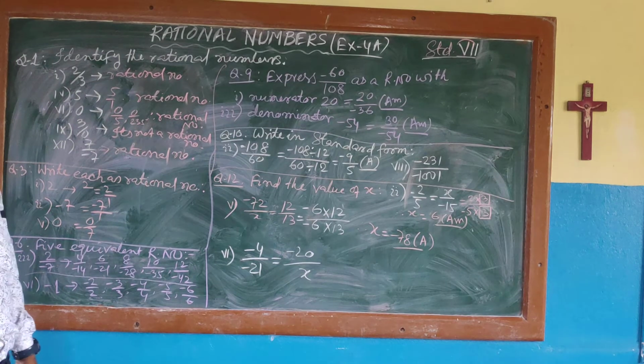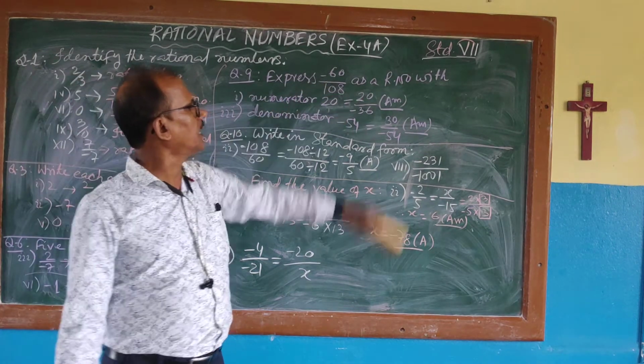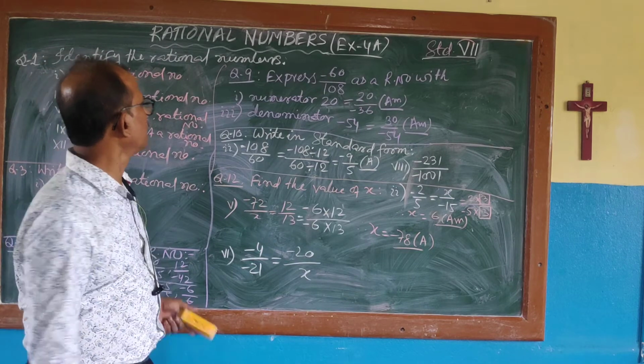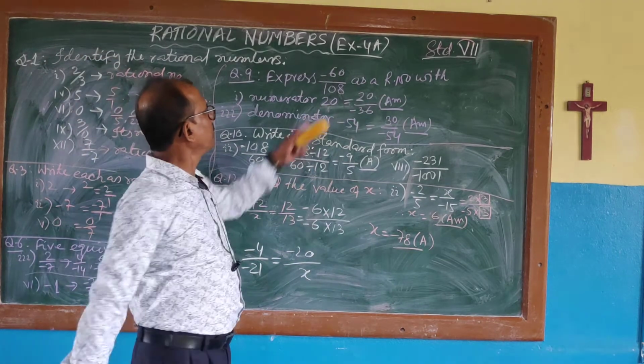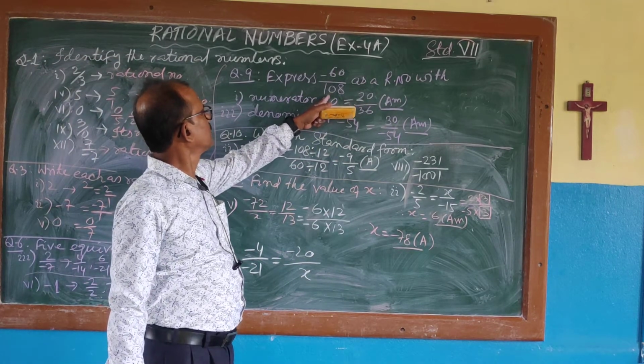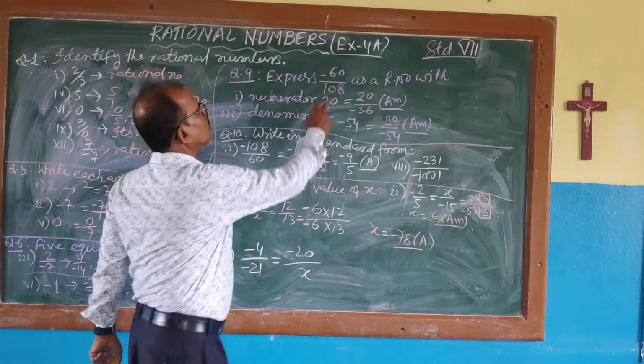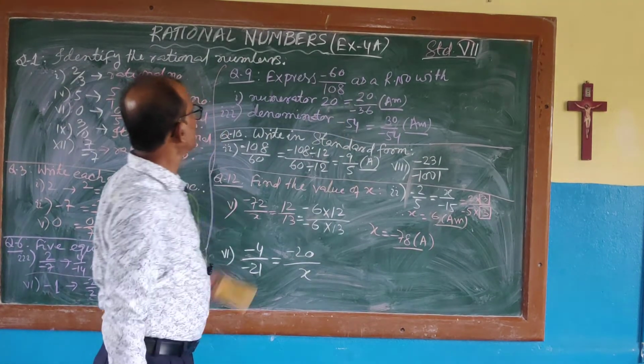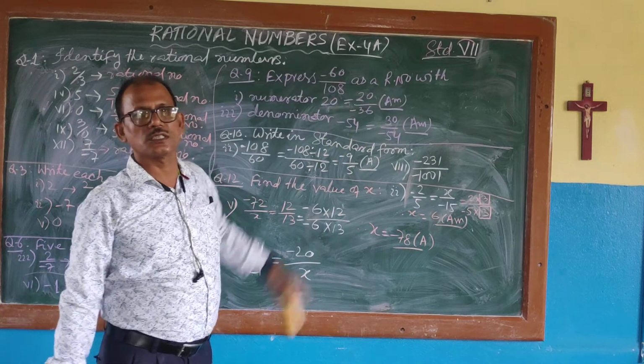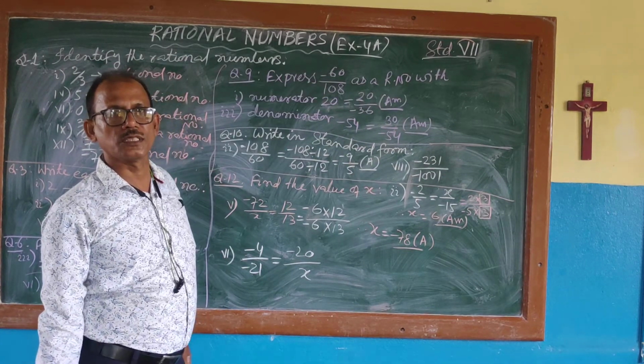Things are very, very easy. Express this as a rational number with numerator 20. You have to make the numerator 20. So, how much will you divide this by? Numerator means the top number, no? Denominator is the bottom number.